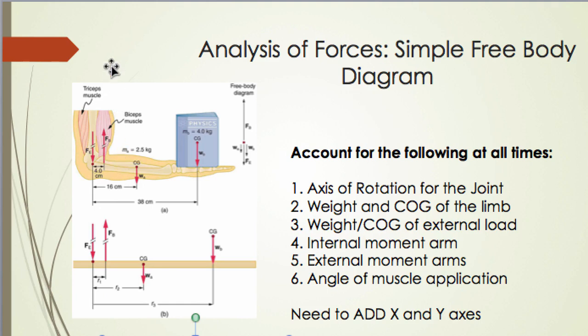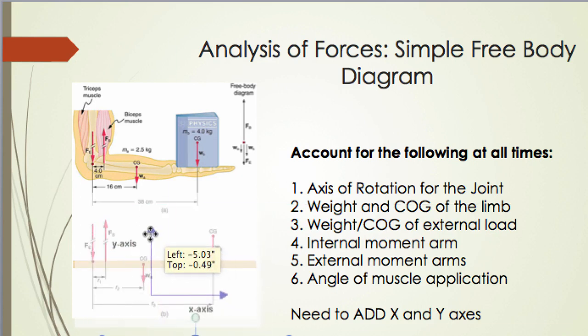The biceps in the anatomical position is in a vertical position, right? Which means when we get down to the radial tubercle on the radius insertion, it's going to be at a 90-degree angle from this axis here, from the axis of rotation. And finally, we need to add our x and y axes. So this is really important.